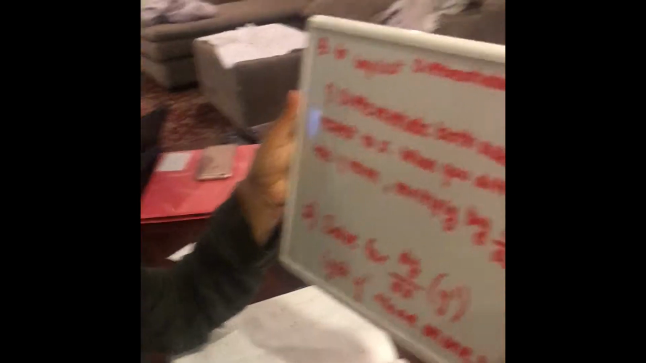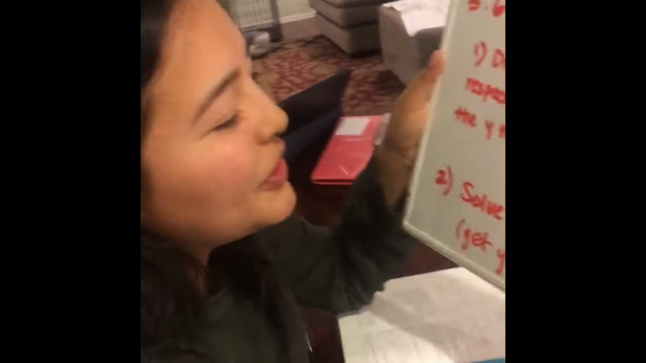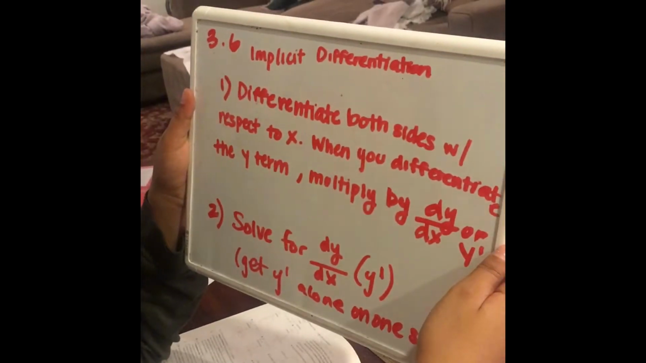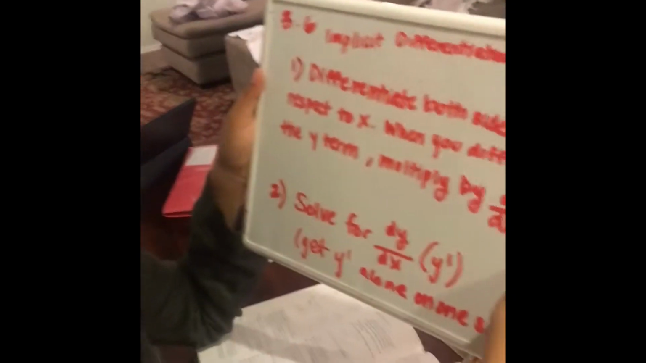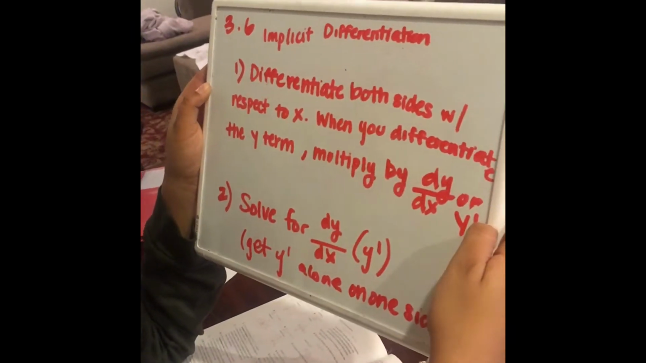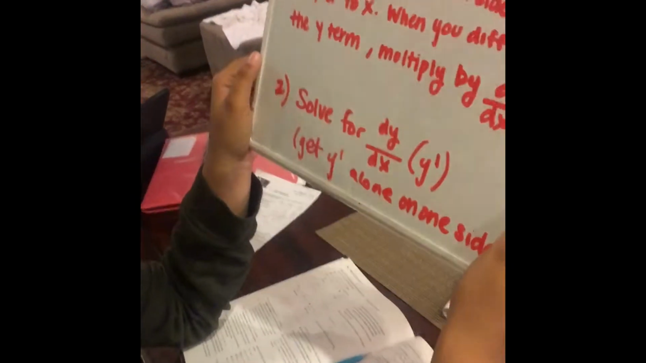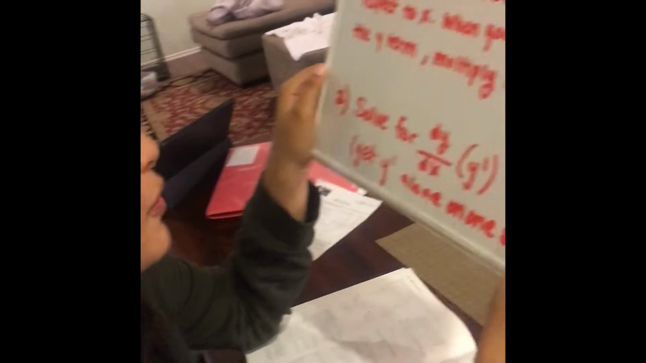So the first section we're going to do is 3.6 implicit differentiation. We're just going to do the steps first and then do a problem. The first step is to differentiate both sides with respect to x, and when you differentiate the y term, multiply by dy over dx or y prime. Then step 2, you solve for dy over dx, y prime, so you get y prime alone on one side.